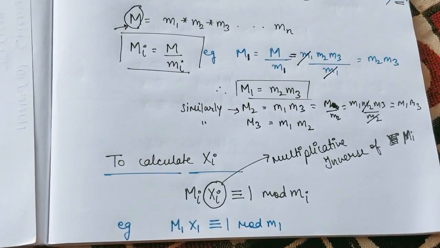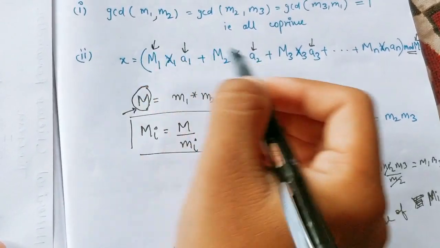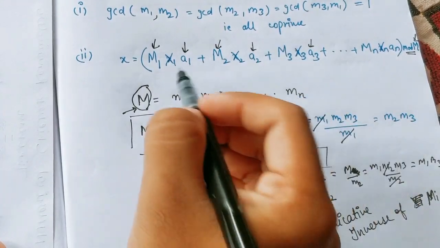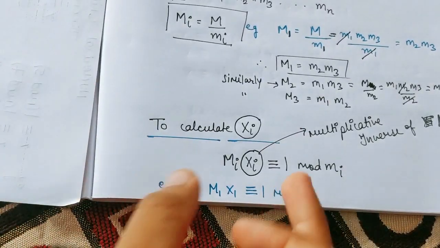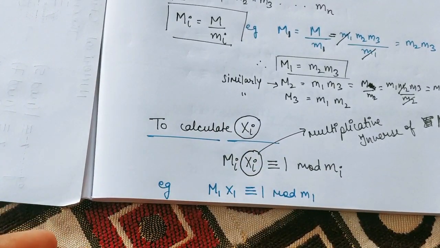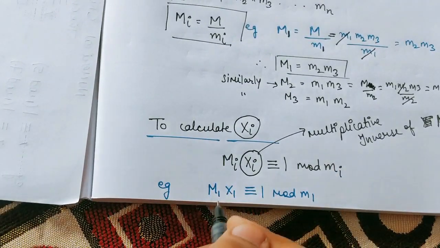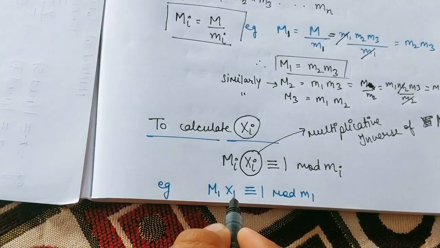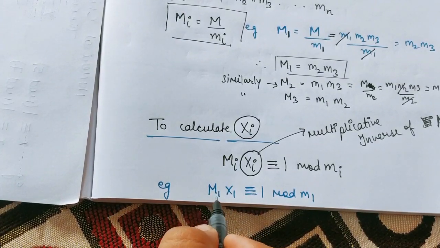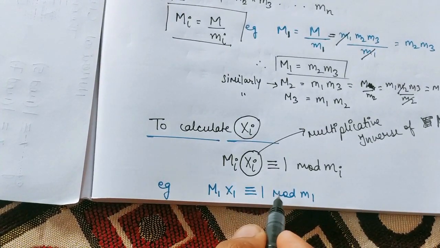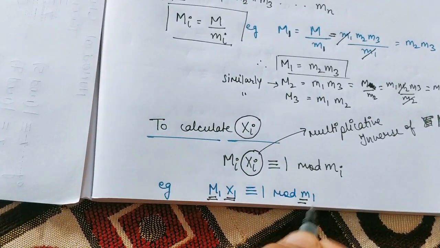And friends, now we are supposed to calculate the value of xi, that is x1, x2 and x3. In our formula we have got the values of capital M1, M2 and M3 also. So now we are just left with x1, x2 and x3. So guys, let us discuss how we will calculate this value of xi. What is this xi? This is nothing but the multiplicative inverse of your capital Mi value. So friends, if we are calculating the value of x1, it is the multiplicative inverse of capital M1. So when we multiply capital M1 into x1, it should be congruent to 1 modulus small m1. When I am finding x1, I'll use capital M1 and small m1. This is the point to be noted.